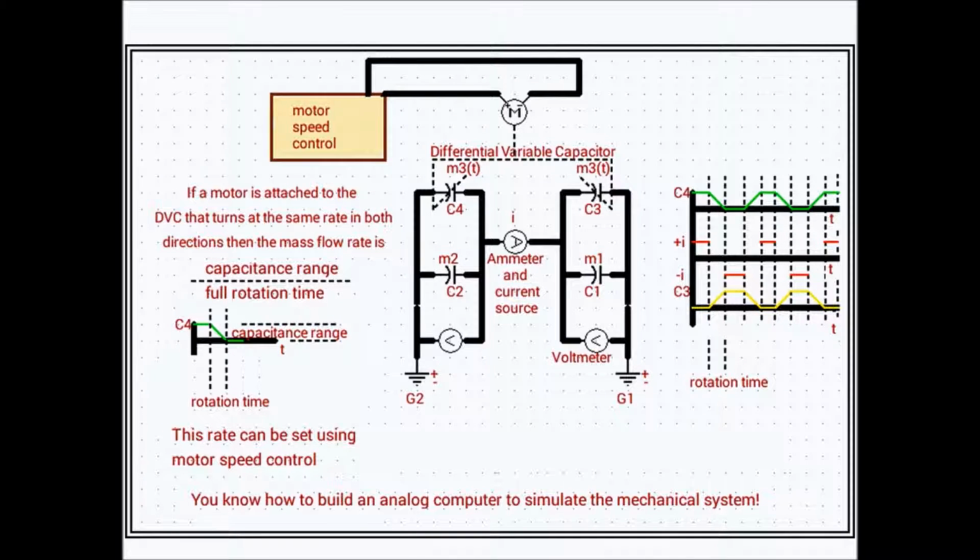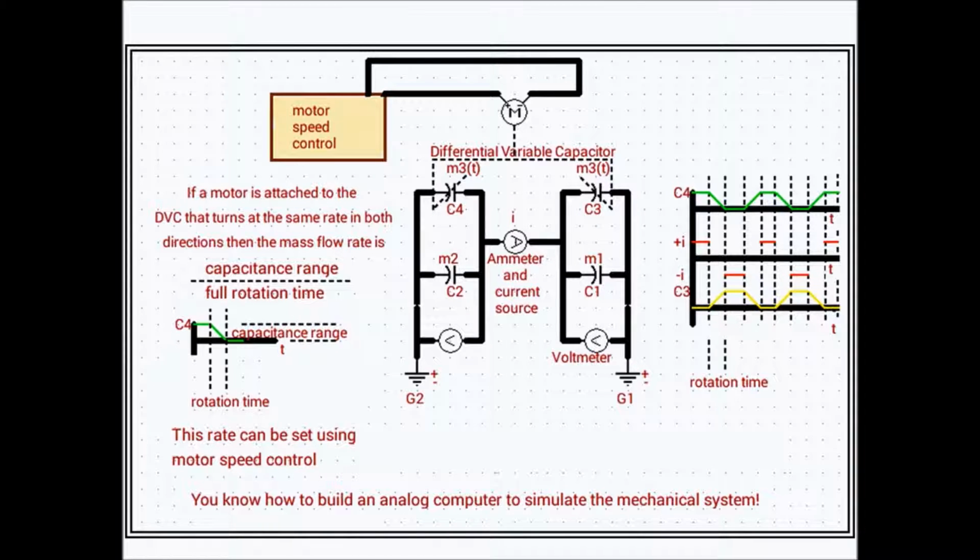And this motor is connected to a motor speed control circuit, and the purpose of the motor speed control circuit is to control the rate at which the differential variable capacitor shaft is rotated.